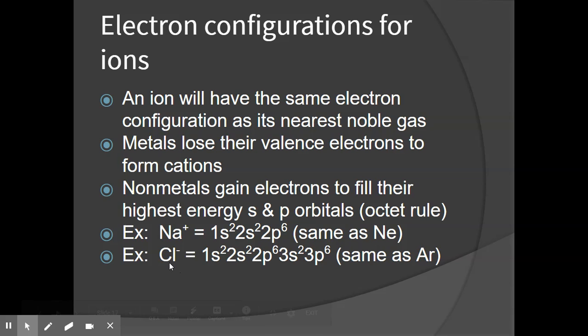Chlorine usually has 17 electrons, but the negative charge on the chloride ion says it added 1 electron. So now it has 18 to configure, and when I run that through the order of fill, I get the same configuration as argon. So ions will always have the same configuration as their nearest noble gas.